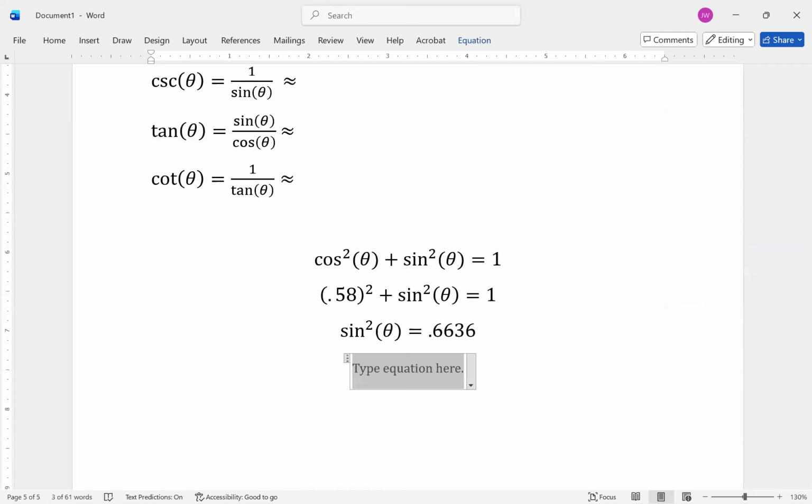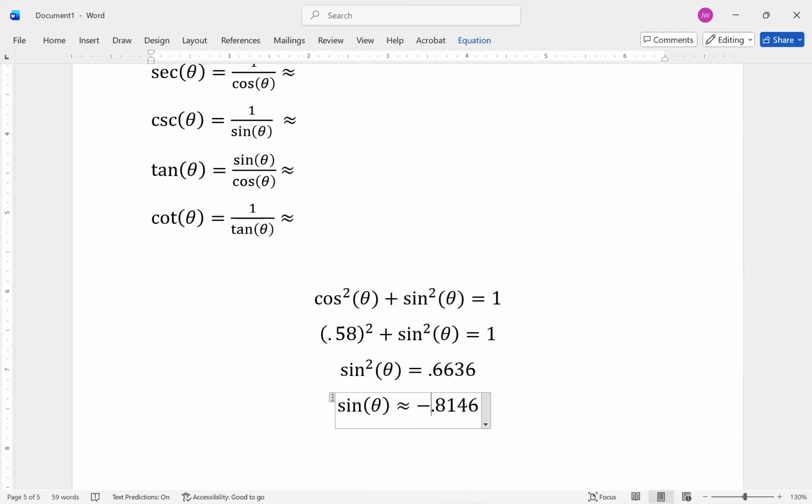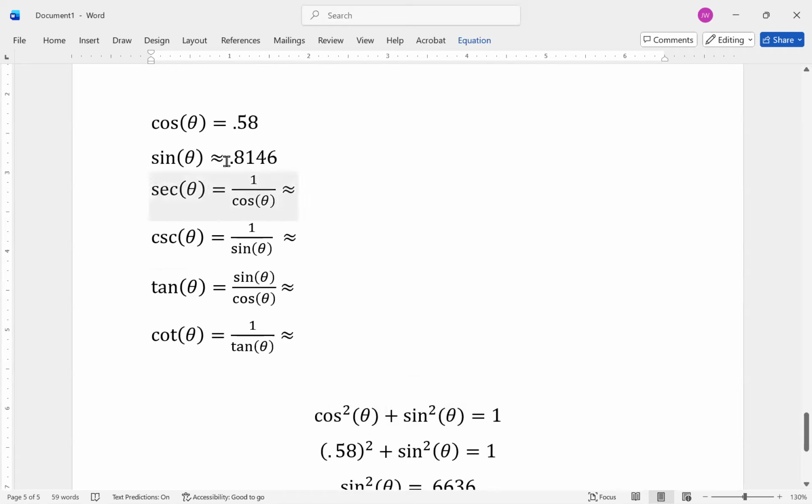And that means sine of theta is equal to the negative of the square root of 0.6636. I'm going to give an approximate value for that. That's about 0.8146. Sine is going to be the negative because we're in quadrant 4. I just went through that. And so sine of theta is negative 0.8146.